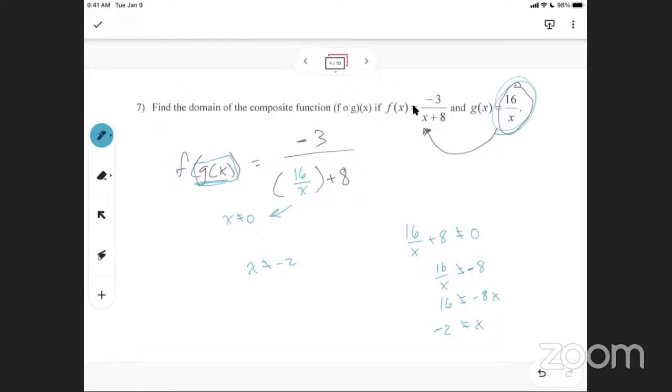So the domain would be from -infinity to 0, union from 0. Whoops, I did that wrong. -2 comes first. From -infinity to -2, union from -2 to 0, union from 0 to infinity. Everything but -2 and 0. But you'll notice that x can still be -8. That doesn't cause a problem, right? So that's how you would do that.